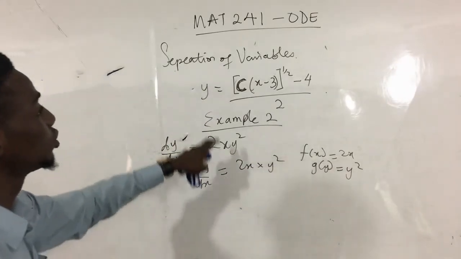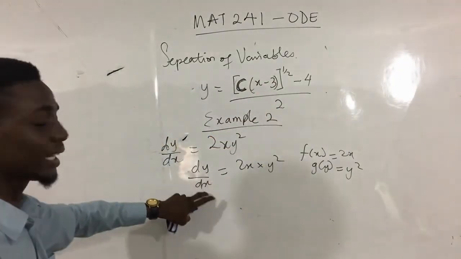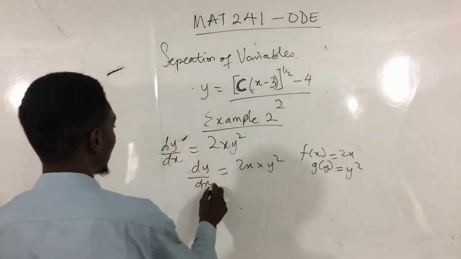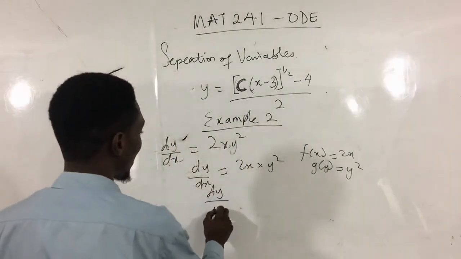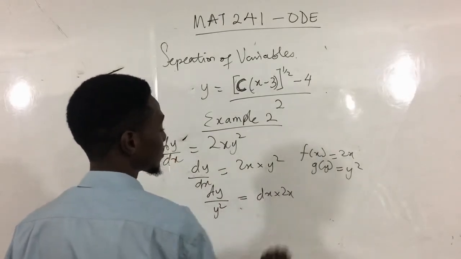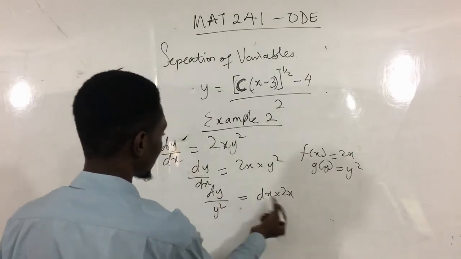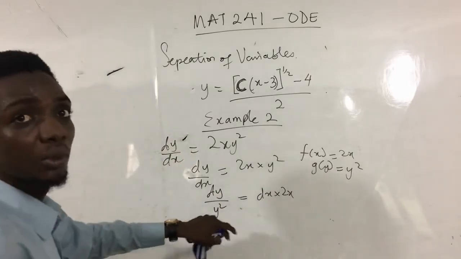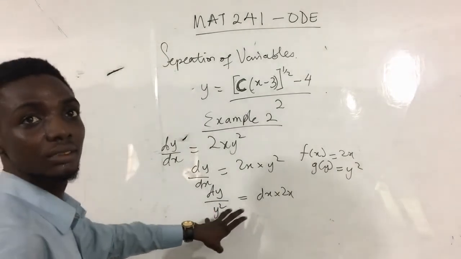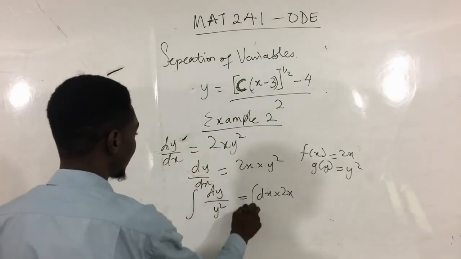So like we always do, we separate the variables, okay? So we take all the x to where the x is, bring all the y's to meet the y. So we have what? dy divided by y squared being equal to 2x dx. Okay? So we have both sides now separated, the variables on both sides separated. So at this point, we can integrate. So we say take the integral of both sides.